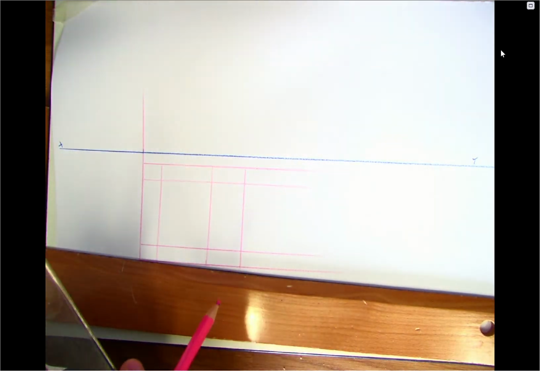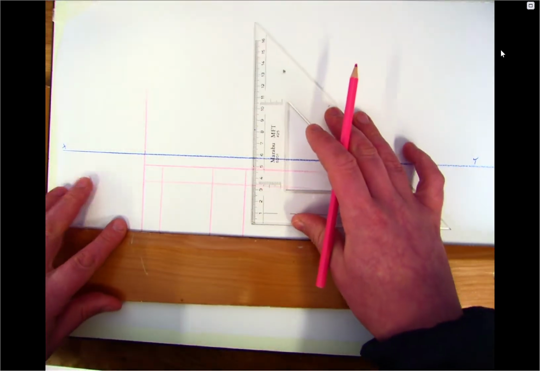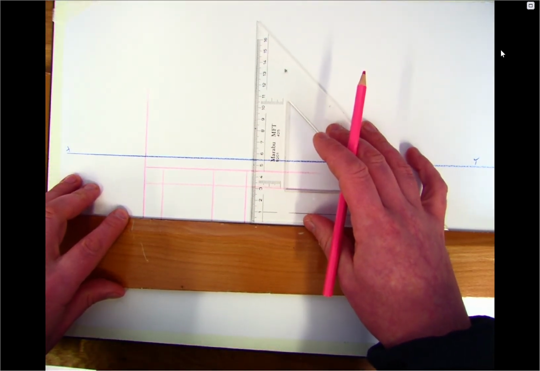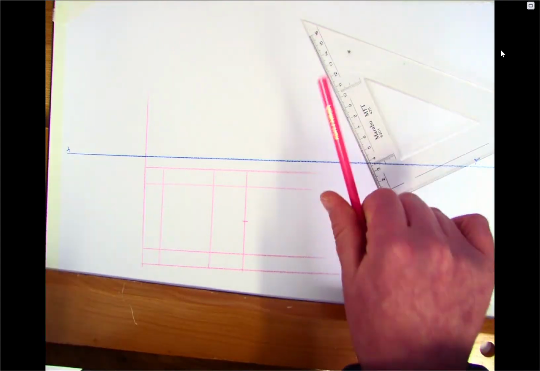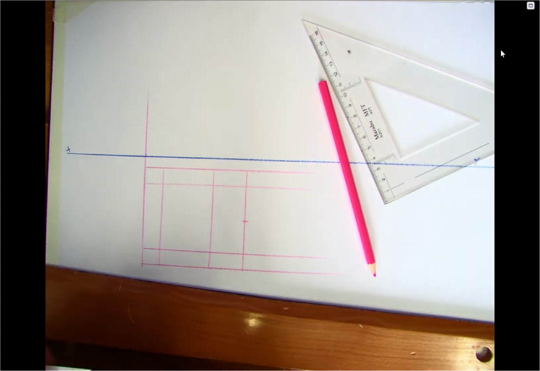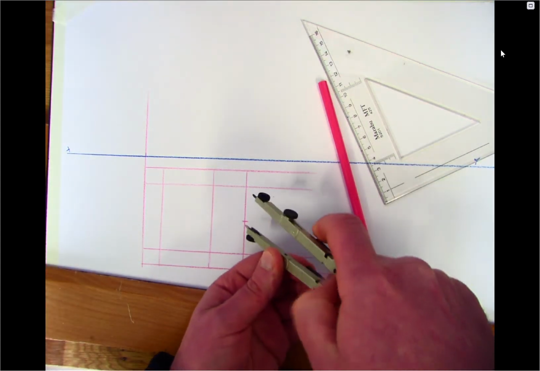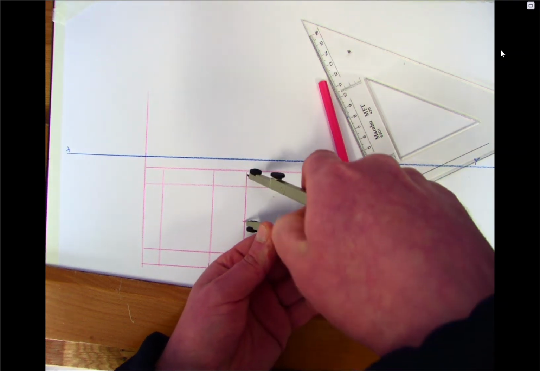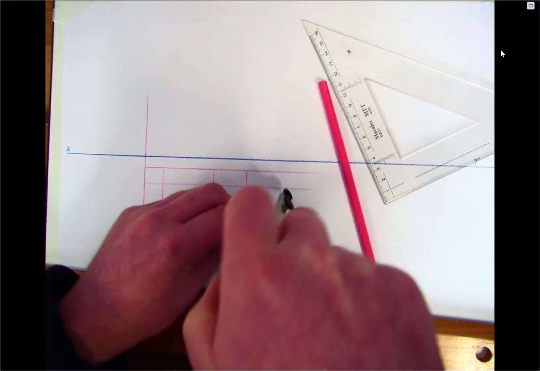So if we know the width of this is 90, we know we come down 45. Alternatively, we could bisect that line. That should be a bit even more accurate. I'm going to draw this semicircle now.